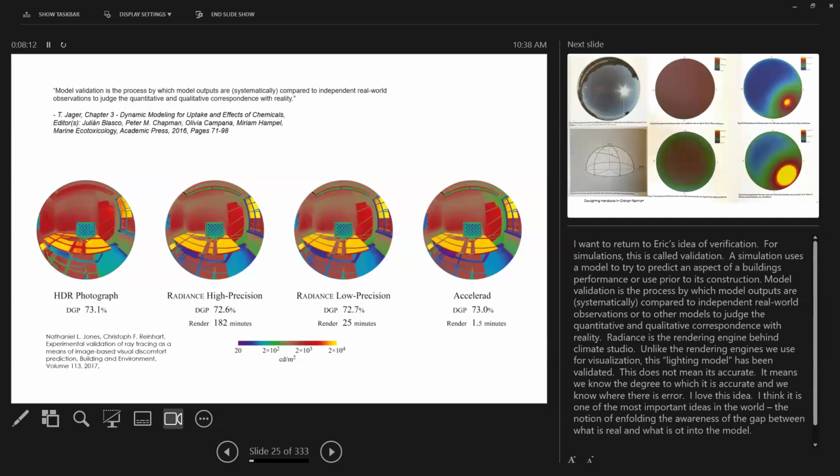So back to Eric's idea of validation: he calls it verification, but in simulation it's called validation, the idea of comparing the outputs from your simulation to other things, either other models or reality. And so the difference between a rendering engine that we use to make representations and the rendering engine Radiance, which is used in Climate Studio and the other environmental simulation software that you use, is that these are validated, meaning that they have been compared to HDRI photographs and to other models, and they include within them the acknowledgement of their own limitations and their degree of accuracy, which is a completely different idea and amazing.